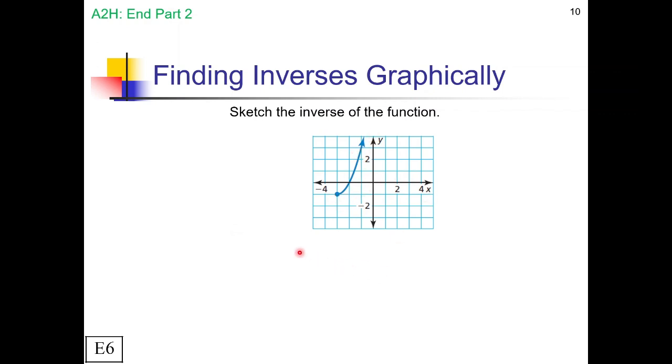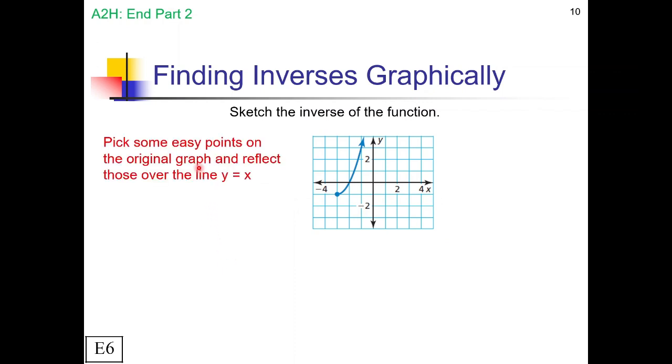So the way we're going to do this, since an inverse we've seen over and over again is a reflection over the line y equals x, we are literally just going to pick some easy points on the original and reflect those over the line y equals x, and then connect the dots in a shape that vaguely resembles the original here. So pause the video and give that a shot. All right, let's see how that went for you.